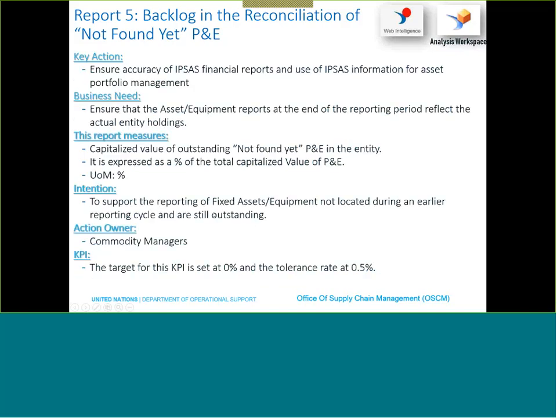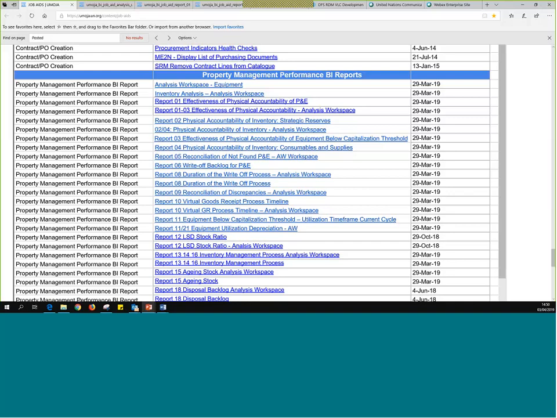Based on the business need and what the report measures, asset equipment reports at the end of the reporting period that reflect the actual entity's holdings. Okay, so based on the screenshot, you can know that this would probably be the best report to look at in terms of finding the answers to those questions. And once you know that it's report number 5, we can go and see, let me just put this on presentation mode again.